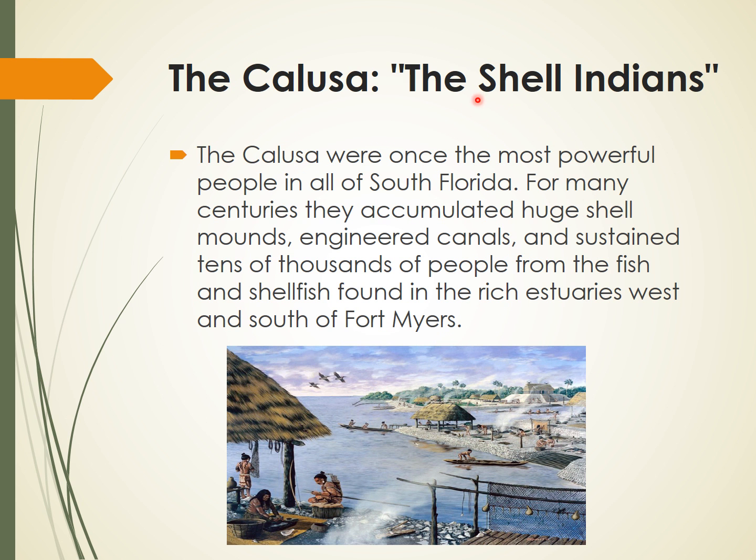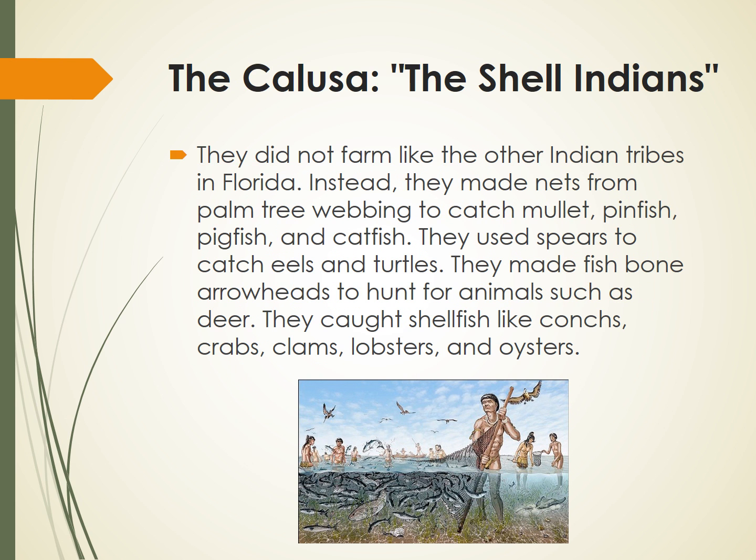They were also called the Shell Indians, and for centuries they accumulated huge shell mounds. They engineered canals, and they sustained tens of thousands of people from fish and shellfish found in the rich estuaries around our area here in Collier County and west and south of Fort Myers. There's lots of different areas, and I'll show you a map of exactly where the Calusa lived in just a moment. And they did not farm like other Indian tribes in Florida.